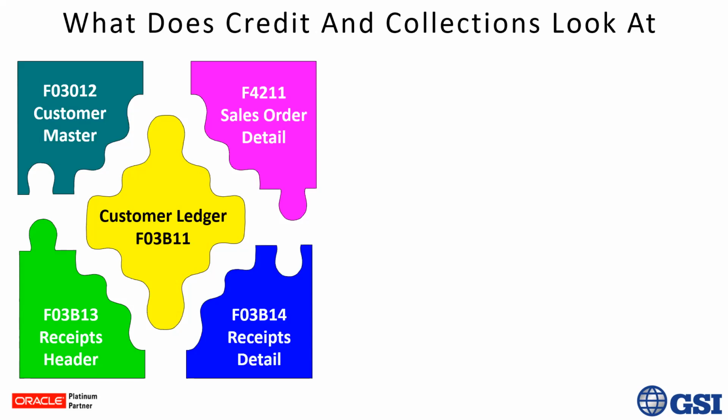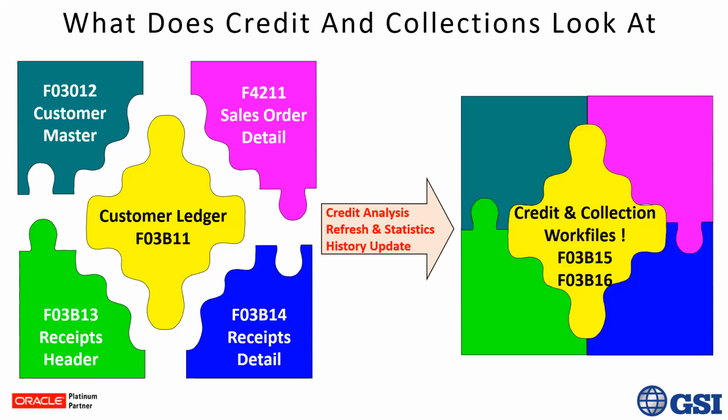Okay, so all these little individual pieces of information, these transactions that are on Tom's customer ledger table at the end of any given period, nightly, whatever your organization deems appropriate, you're going to then run processes where the system says, let me take all this information, let me refresh it, let me update some history and statistics so that then I could create the credit and collection work files that most people use when they do credit and collections.